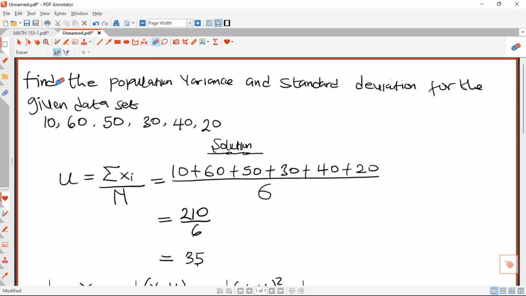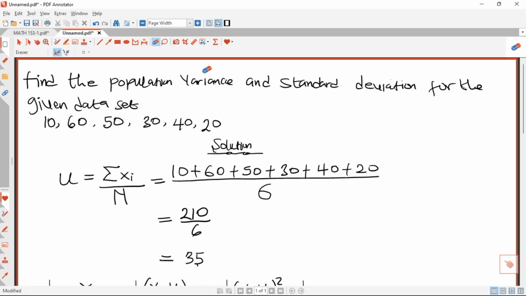So here is our question. The question says find the population variance and the population standard deviation for the given data set. The data set is 10, 60, 50, 30, 40, and 20. Here we are not asked to calculate the range, so you go straight to the point: the population variance.